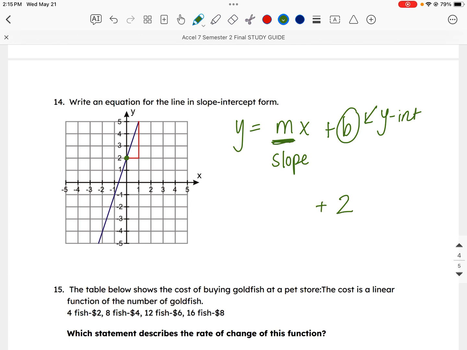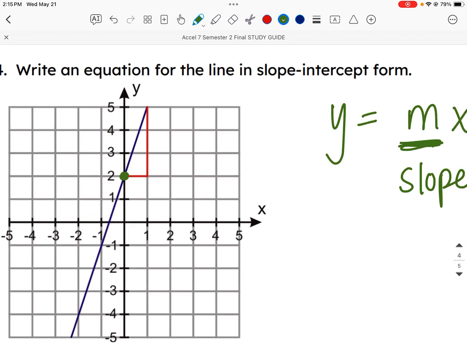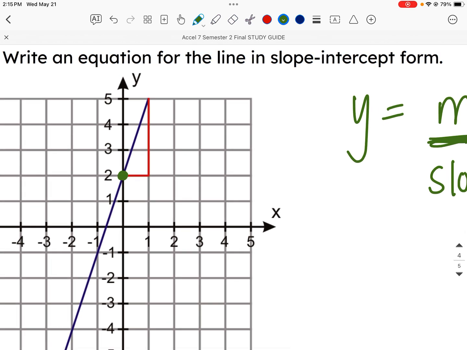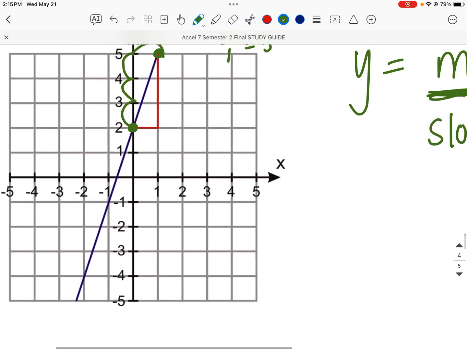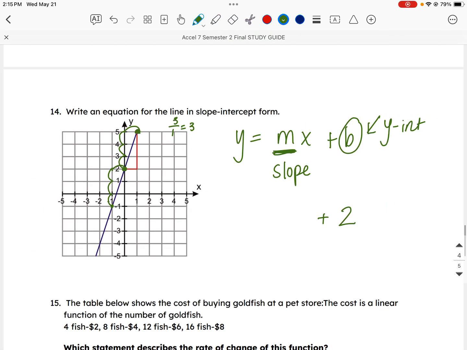And then now I need my slope. Right? I can go from 2 exact points from one point to the other. You can kind of see it already helps you out a little bit here. So I'm going to go rise 1, 2, 3, run 1. So it looks like my slope is going to be 3 over 1 or just 3. Right? I can confirm that right here. 1, 2, 3 over 1. Yep, I could see my slope is 3. So my equation would be y equals 3x plus 2.